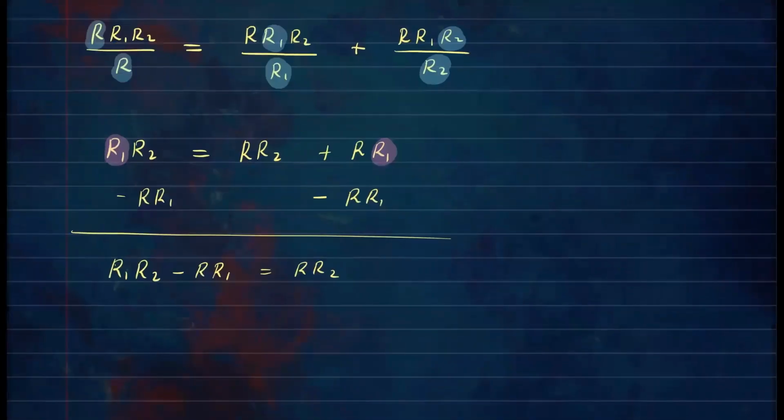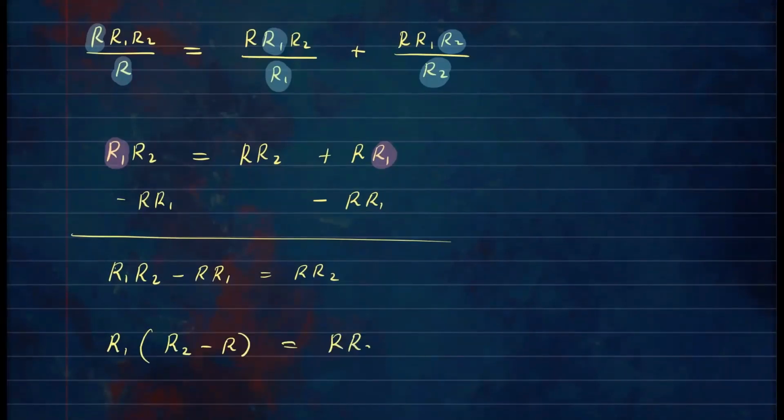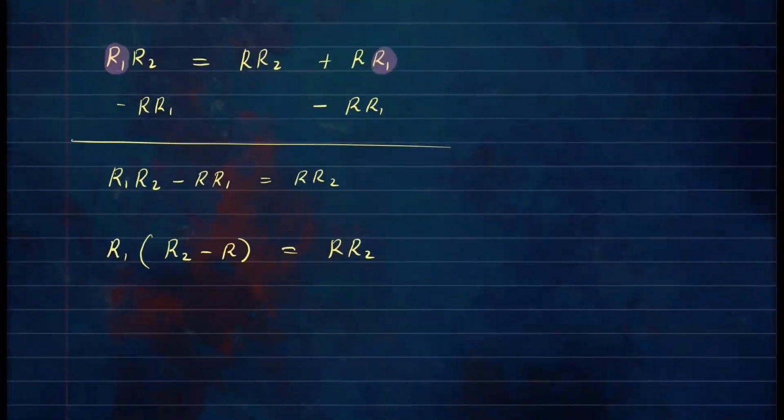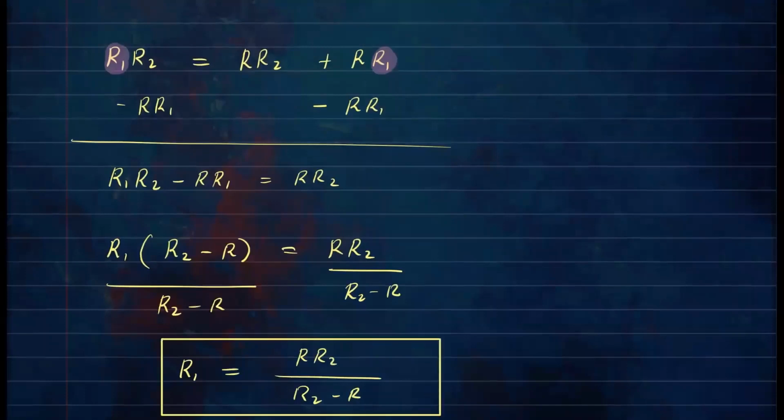And now, since both of these terms have r1 in common, you can factor out r1 just like we did before. So you're left with r2 minus r is equal to r times r2. And now finally, since r2 minus r is multiplying r1, I can divide by this term, r2 minus r, on both sides. And that isolates my r1 that I'm solving for. This is r1 is equal to r times r2 over r2 minus r. So you see we have now successfully isolated the variable. So our r1 is equal to this expression.